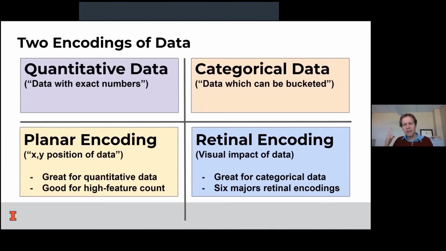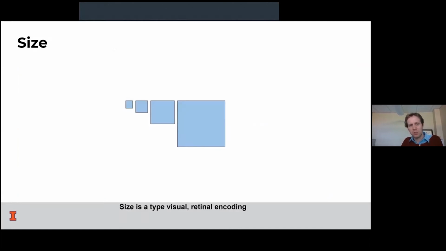And there's basically 6 major categories of retinal encoding. And real quickly, I want to show you examples of each of them because I think you've seen this in visualizations. So one is the size. So this is the size of the actual shape being visualized. And if you have categorical data, you can actually vary the size of what's being displayed to denote different categories.